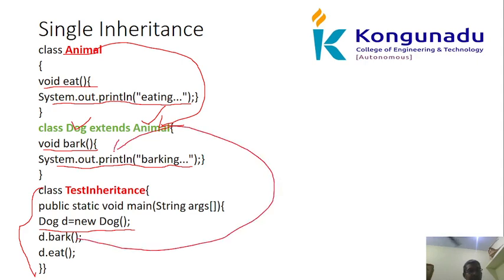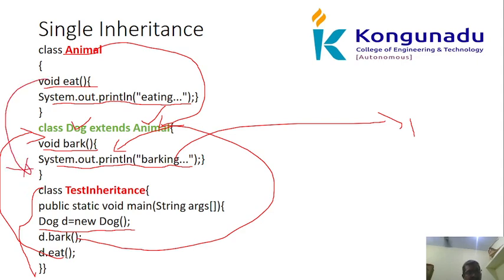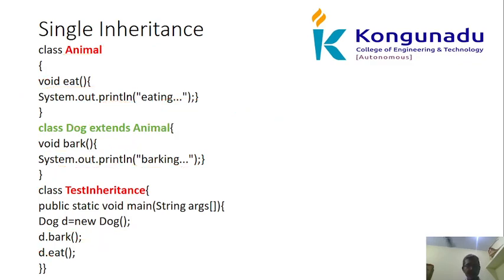So d.bark means first "barking" will be printed, and then d.eat. The child class doesn't have the method eat, so what can it do? This is the main thing: whenever I inherit the parent behavior into the child class, that method automatically comes to the child class also. So whenever I execute d.eat, the parent's code will also print here. First one is barking, second one is eating. So this is the single inheritance concept.